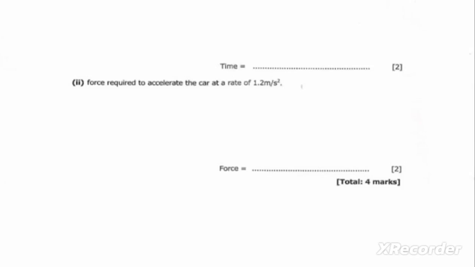We move to question Roman numeral 2. Calculate the force required to accelerate the car at a rate of 1.2 meters per second squared. Now here we are told to calculate the force. So to find force, this is what we are going to do. We are going to say force is equal to mass times the acceleration.